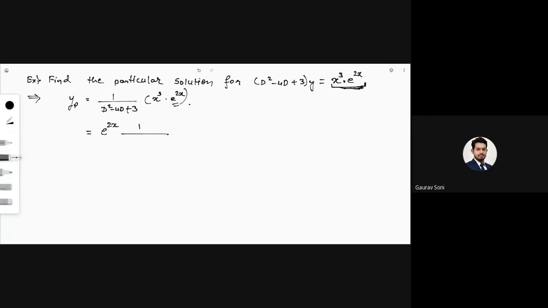What is 4d? Let me check. Yes, it is 4d. Then we should add 4d. Why? To make it a complete square. What will happen then?